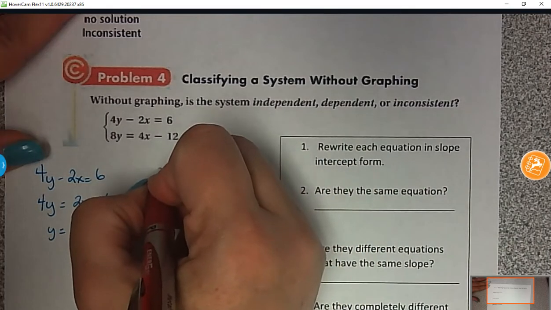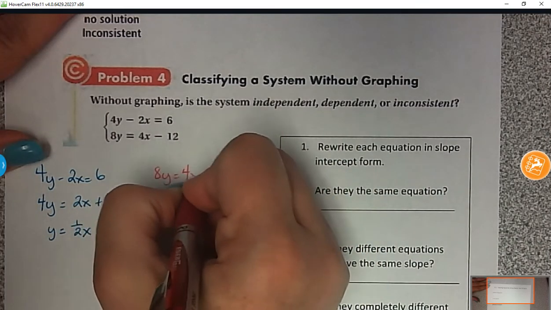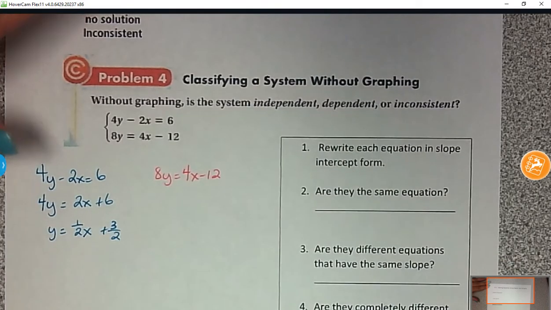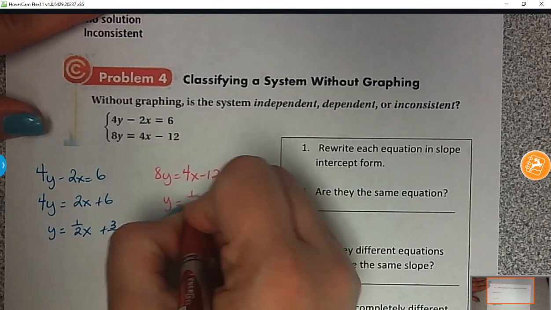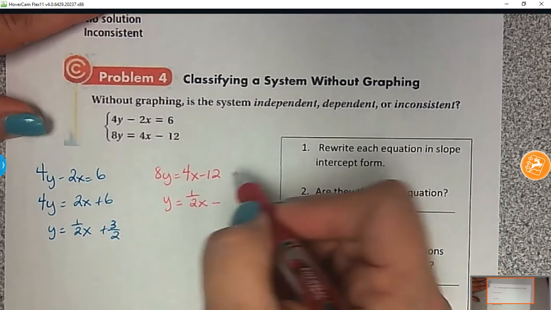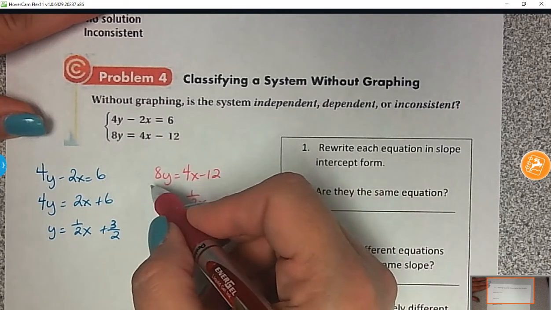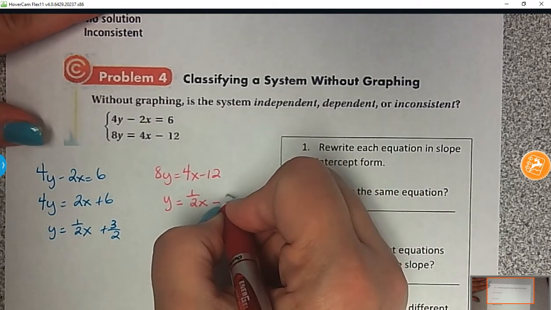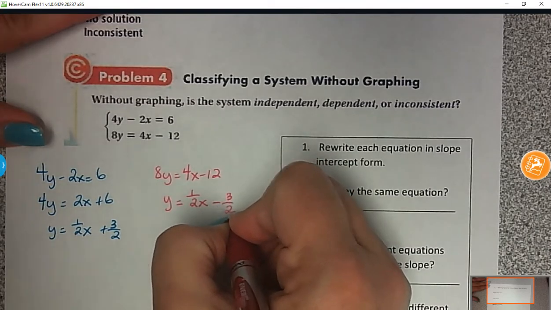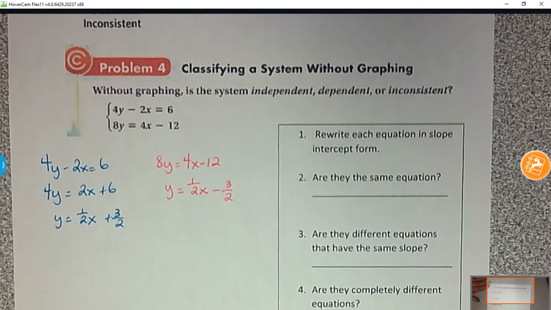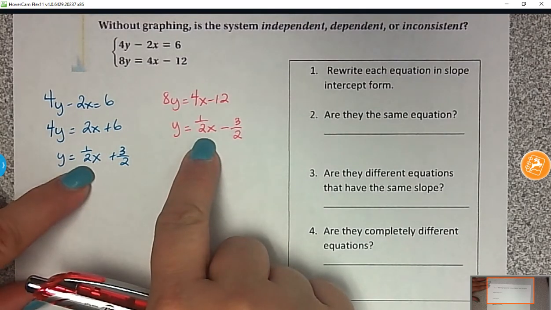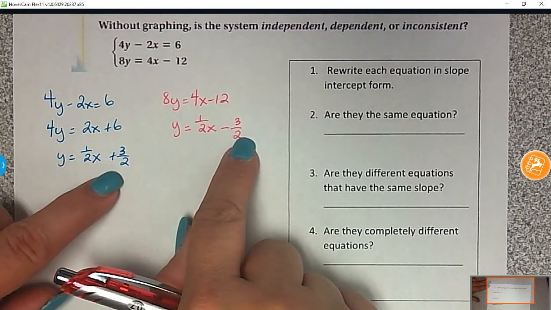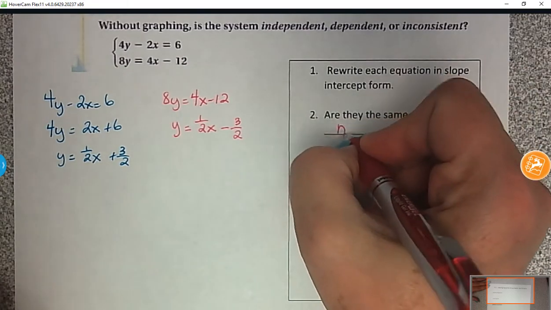For the other one, my 8y equals 4x minus 12. All I have to do is divide both sides by 8. So y equals 4 over 8 is 1/2 x. Negative 12 over 8 is going to give me, divide both of those by 4, negative 3 over 2. And so next we've got 3 questions we've got to answer now that we've done that. Are they the same equation? Well, they're pretty close. These have the same numbers, but one of them's positive, one of them's negative. So that one is a no.